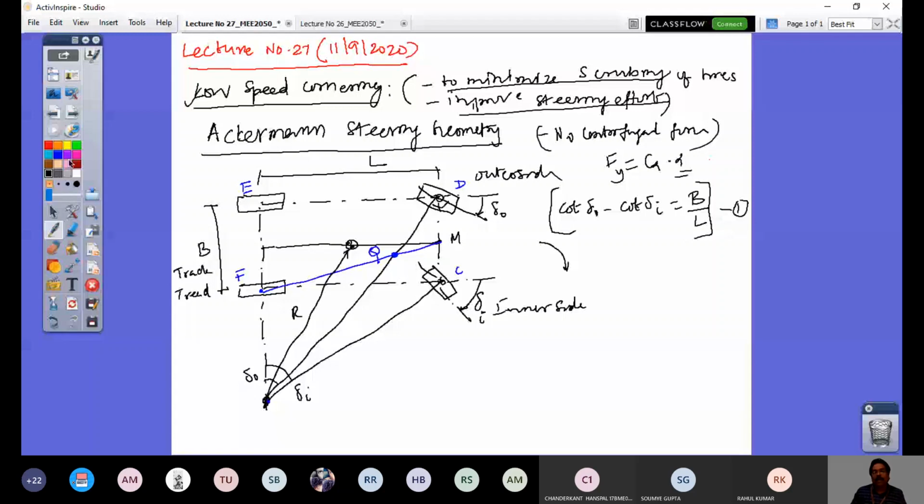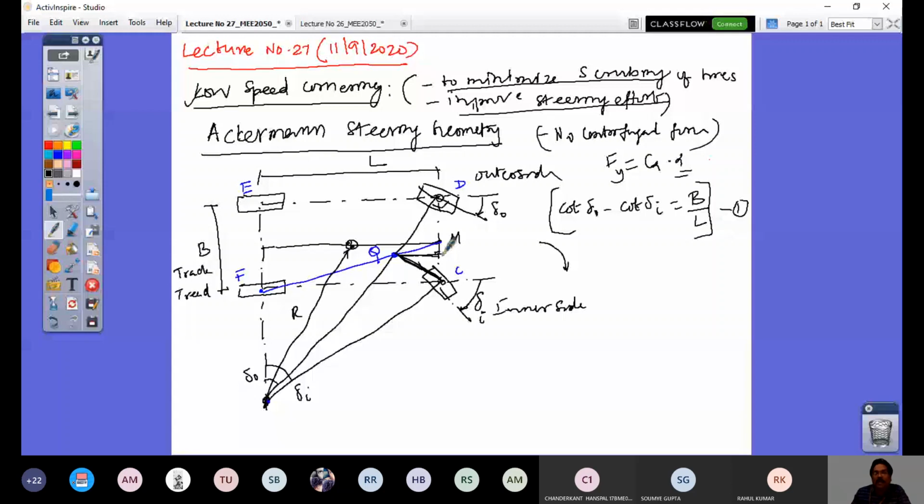Right. And let me also drop a perpendicular from Q to this CD. This is perpendicular. Let this point be point A. So I now have triangle QAM and triangle FCM. These two triangles are similar triangles, that you have to understand.